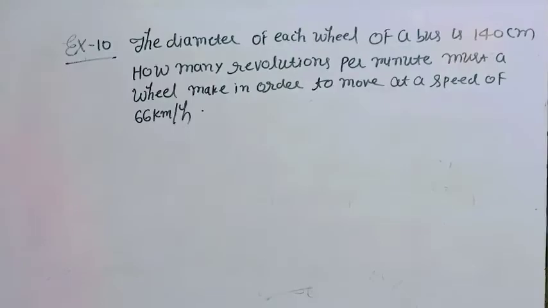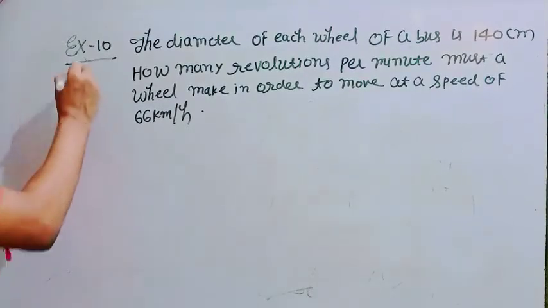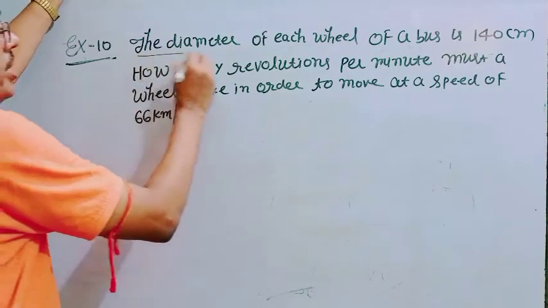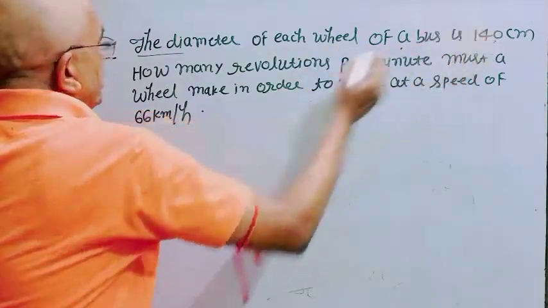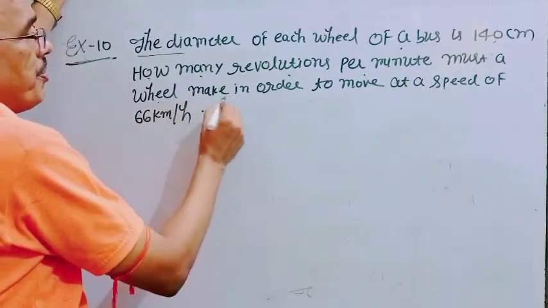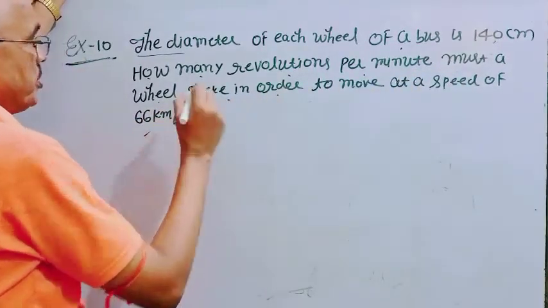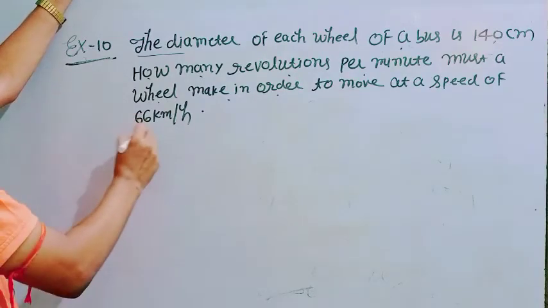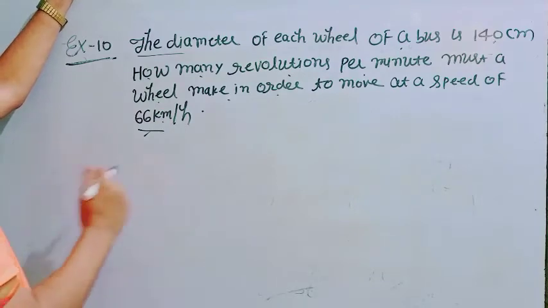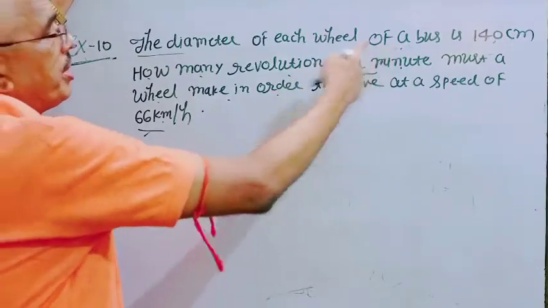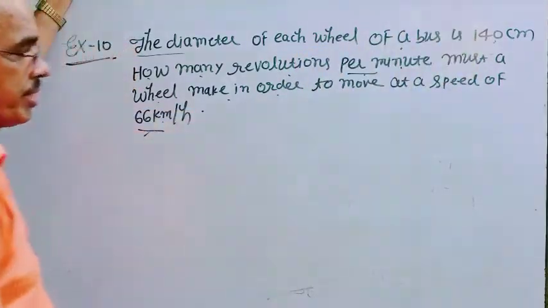Next question is example 10. This question is related to distance equal to circumference into revolution. The diameter of each wheel of a bus is 140 cm. How many revolutions per minute must a wheel make in order to keep the bus at a speed of 66 km per hour? That means the speed of the bus is 66 km per hour, then how many revolutions turn in 1 minute, if the diameter of the wheel is 140 centimeter?